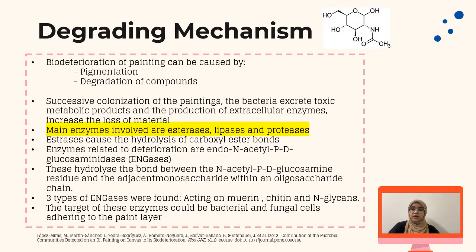Degrading mechanism of bacteria occurs after its successful colonization. They produce toxic metabolic products, which include enzymes. These enzymes increase the loss of material. The ENGAs are the main type of enzymes that are linked with deterioration. The target of these enzymes is to adhere the bacterial cell wall to the paint layer.